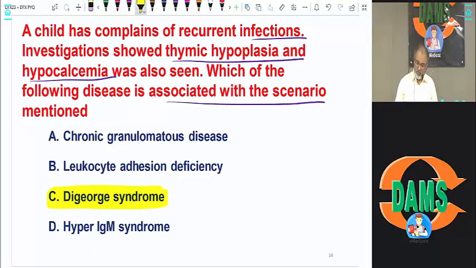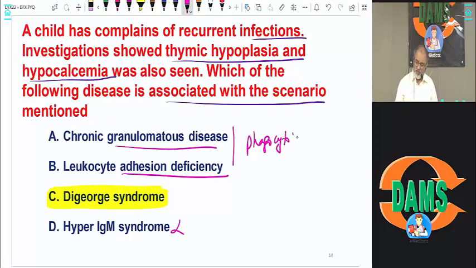Hyper IgM is different. IgM alone will be high. Leukocyte adhesion deficiency, chronic granulomatous disease: defect in what? Phagocytic defect. These people have a phagocytic defect.